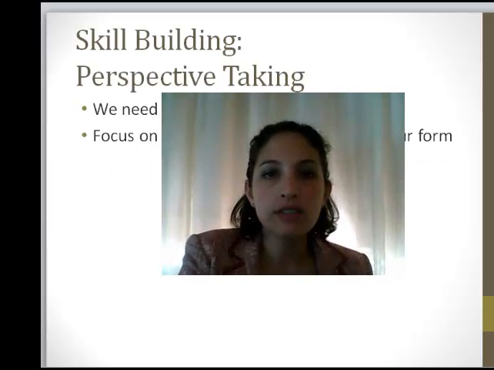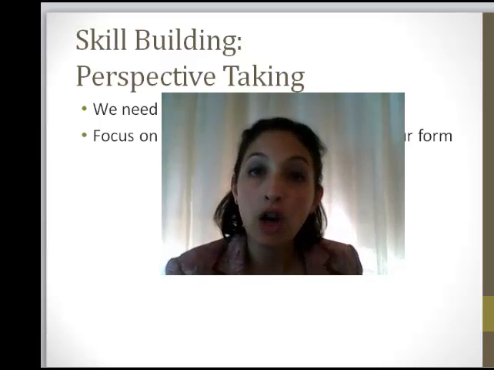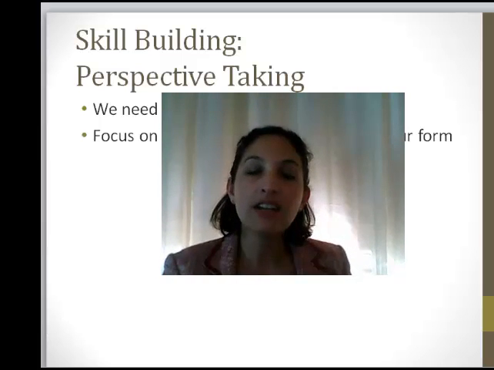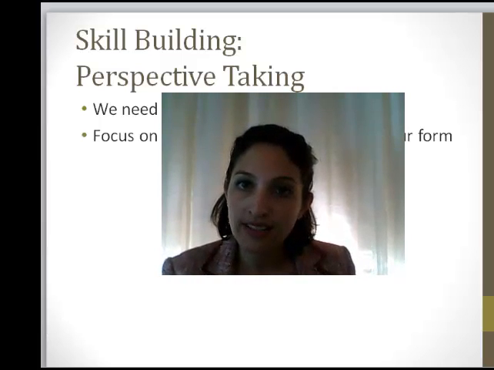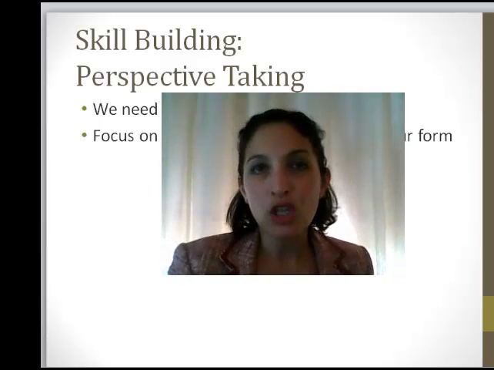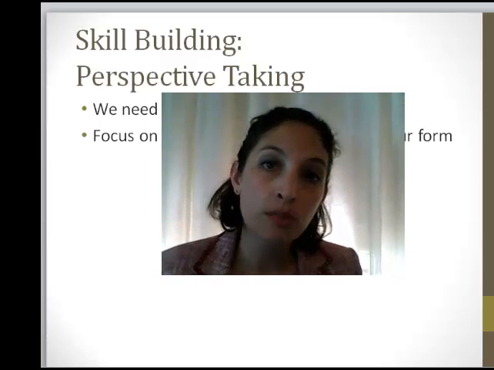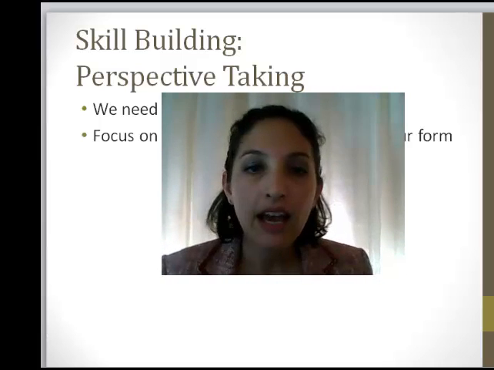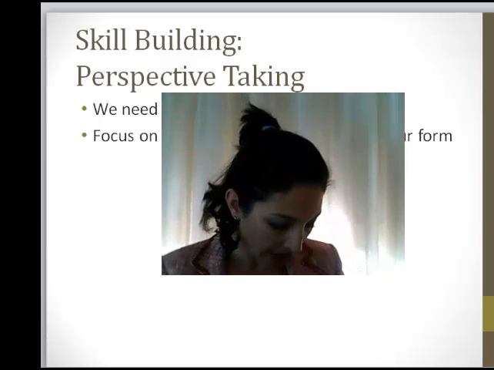Skill building, taking on perspective. And so it talks about how we need to monitor our own beliefs, as well as not only to focus on the content of what we're trying to say, but the form, right? And so when you practice your speeches, you know that you have to get the material across, but you have to get it out in a particular way. And so, focus some on that.